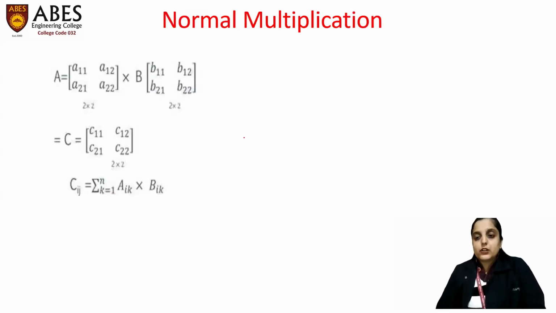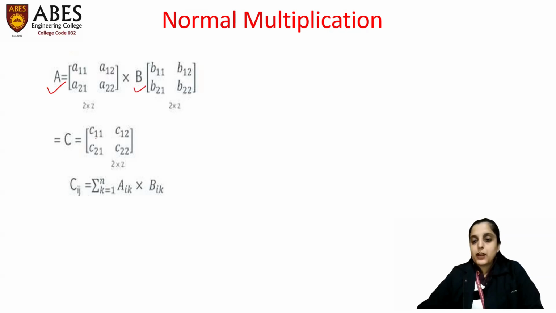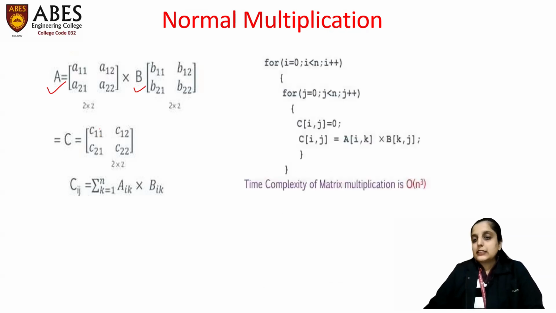When we started with multiplication, we used to multiply two matrices, such as if we have two matrices A and B, and if we multiply these two matrices, we'll get the resultant matrix C. If we write the algorithm for the normal multiplication, we'll write it like this. Clearly, if we do the analysis, we can see that we are using three for loops. So its time complexity will definitely be O of n cubed.